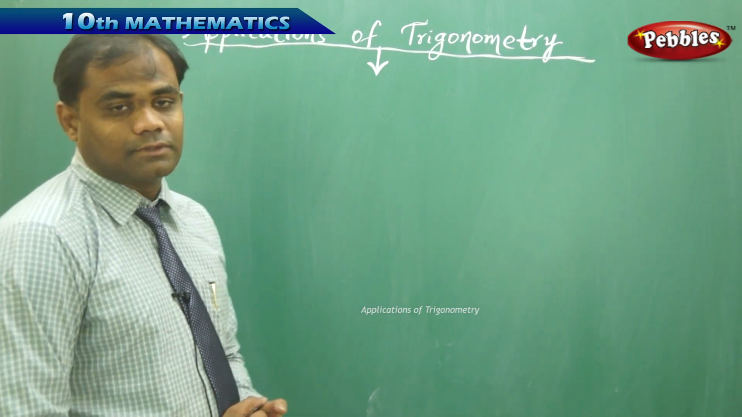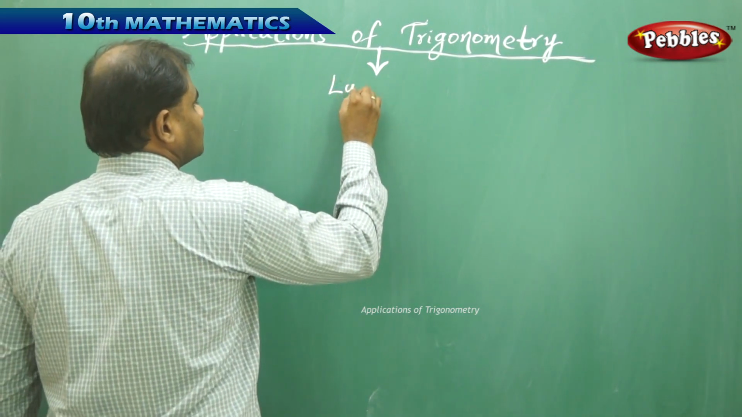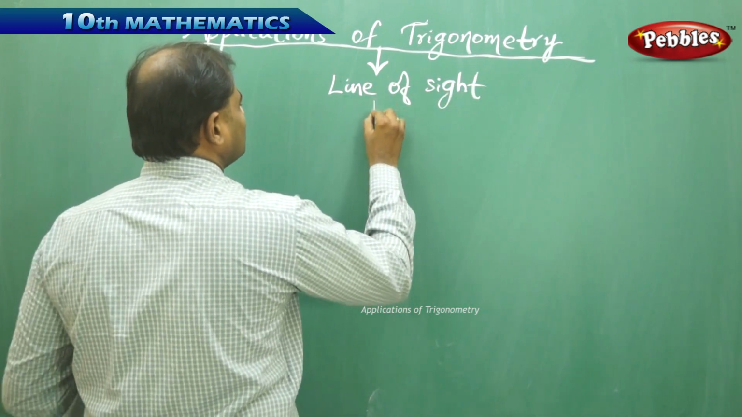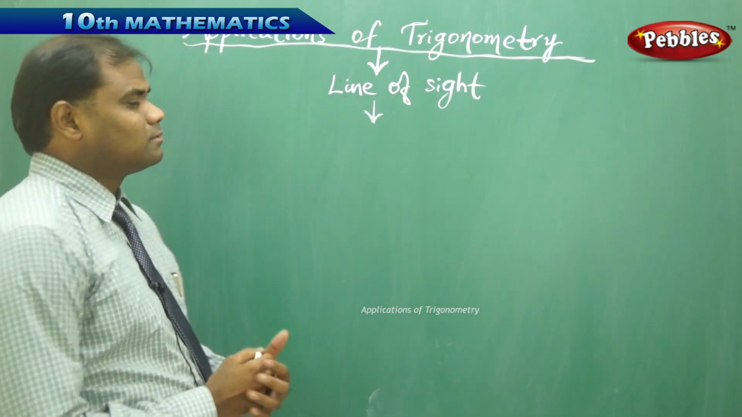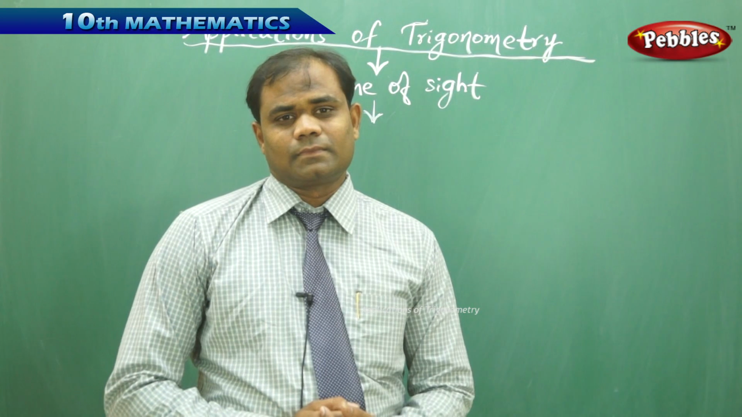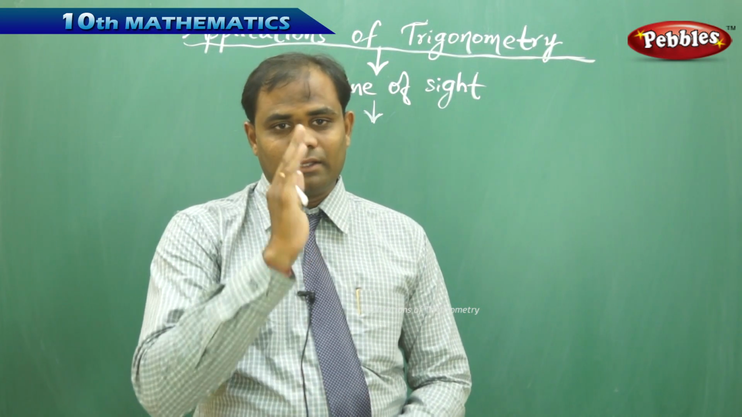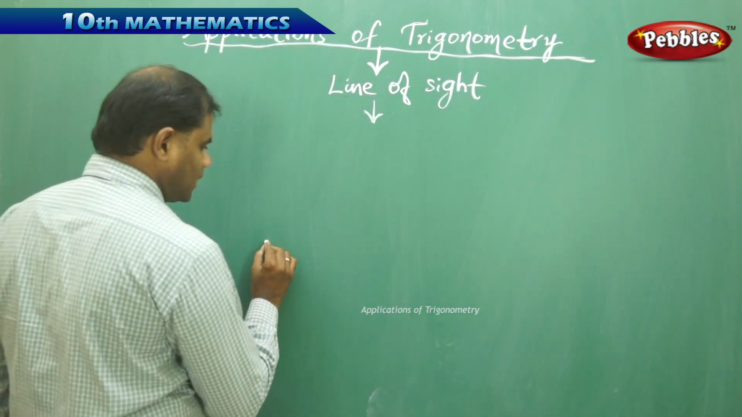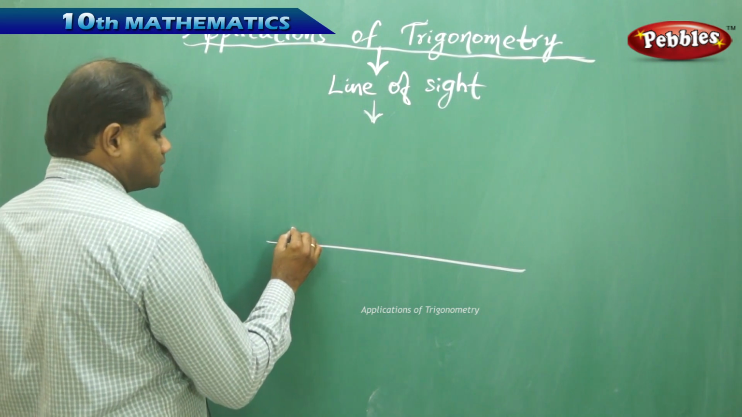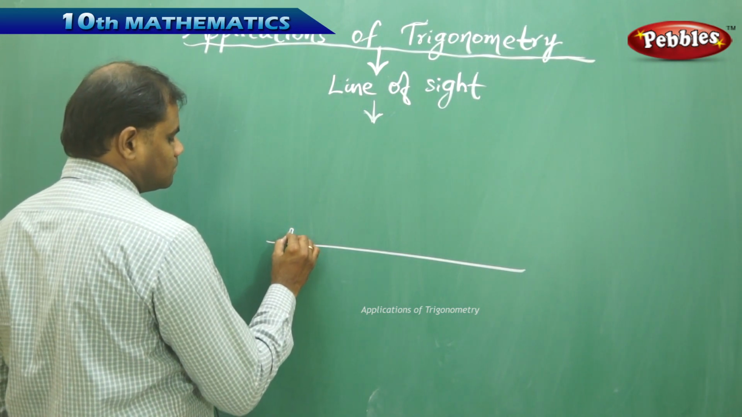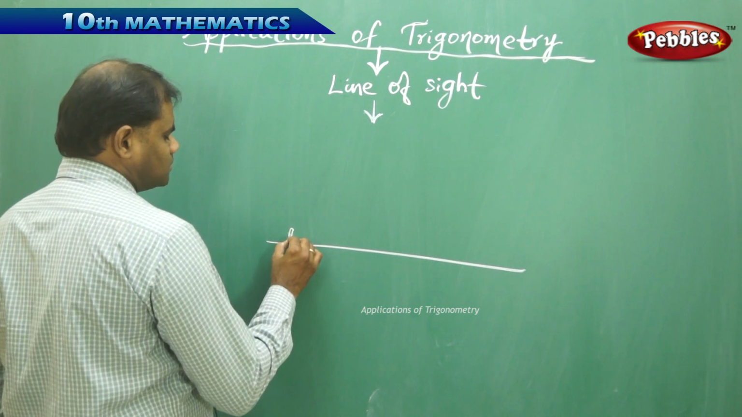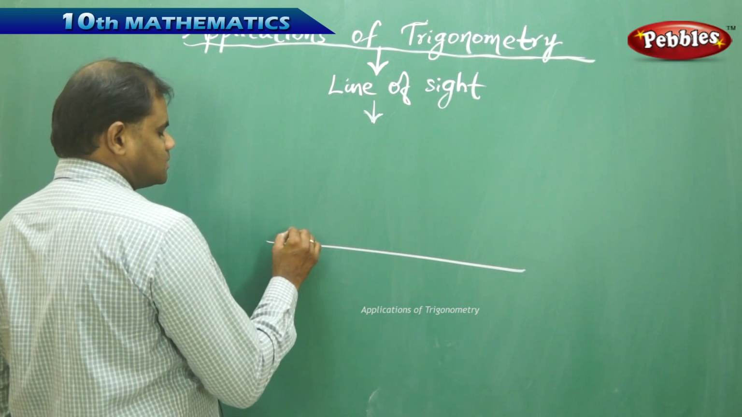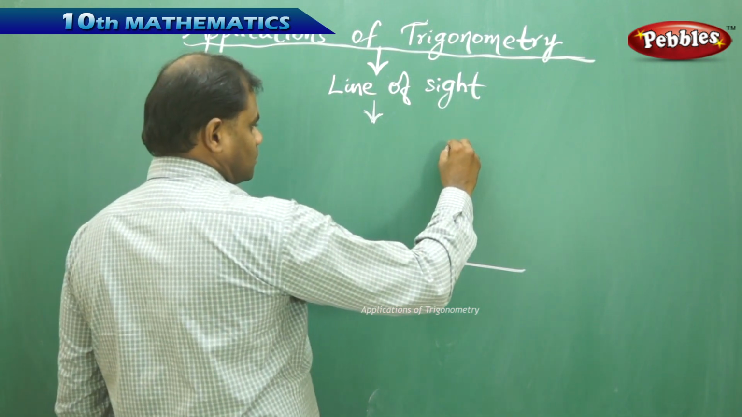So to start with, let's start with the line of sight. What do we mean by line of sight? The line of sight is the eye contact which you make with the object. Say for example, I'm on the ground and I'm just standing out here, and from here this is my eye which I'm going to make contact with the tower.